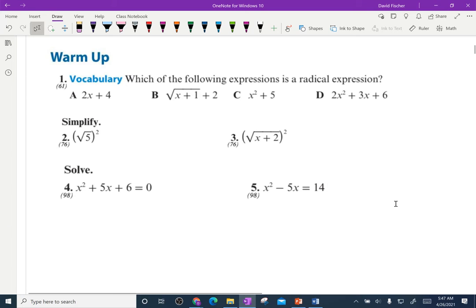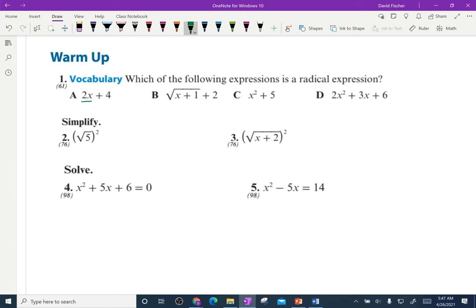Good morning. Today we're going to be talking about solving problems that have radical signs, which we've kind of done with the Pythagorean theorem and some of the other problems that we've encountered this year already. So you'll see that the radical sign, like number one, is, I'm hoping, an easy one for you on the warm-up here. It says, which of the following expressions is a radical expression? So all we're looking for is the radical sign.